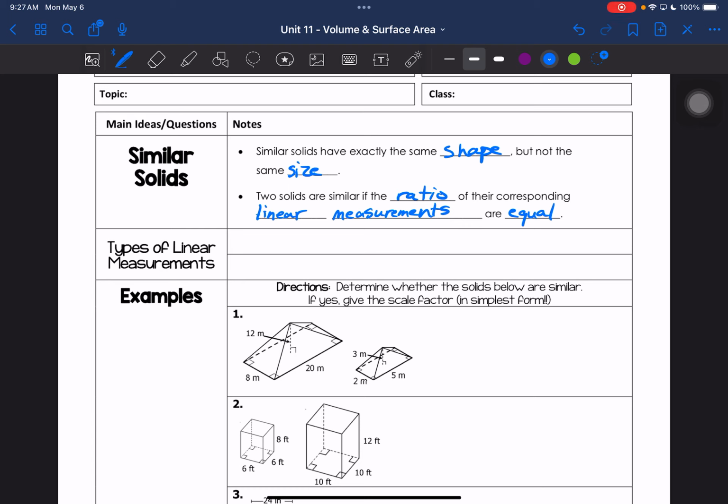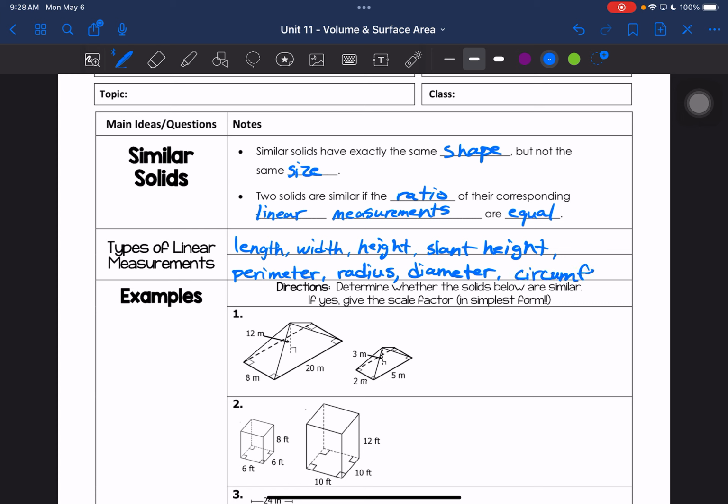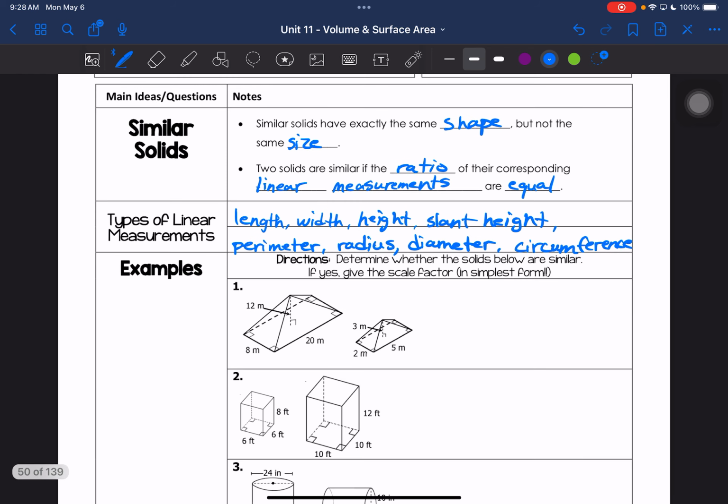All the different types of linear measurements could be considered length, width, height. You could also say the slant height is a linear measurement, and you could also say perimeter is a linear measurement. Radius, diameter, and circumference. Notice how we're excluding area, surface area, volume. Those wouldn't be considered linear measurements, but all of these would count.